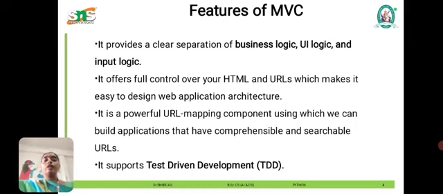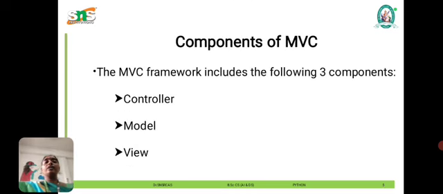And you get full control of your HTML and URLs for your web applications, and URL mapping of the components. For example, one website has one main URL and that particular URL has many sub URLs available. Each and every component is also maintained by MVC. And it supports test driven development. The main three components of MVC are controller, model and view.